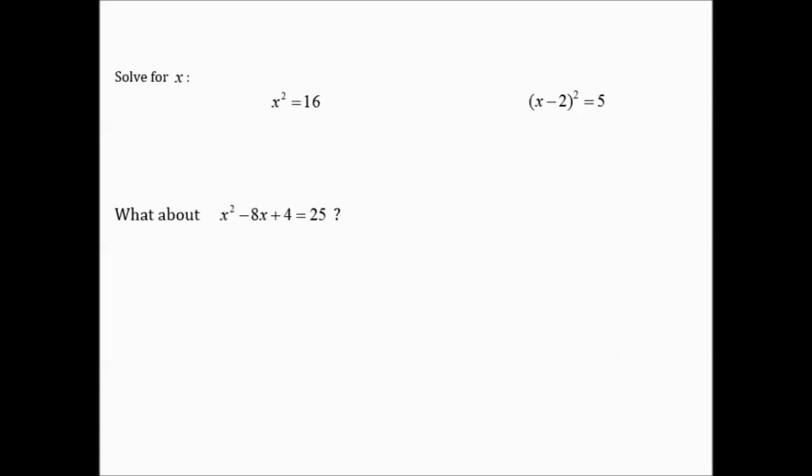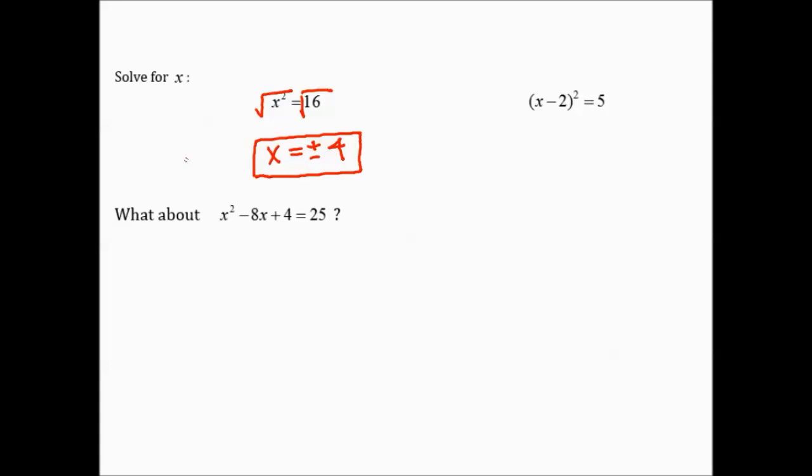To start, let's take a look at a couple of problems that you have already seen, probably in Algebra 1. So our first problem, we want to solve for x, and we have x squared equals 16. So to solve, we need to get rid of this square, and we're going to do that by taking the square root of both sides. The square root of x squared is just x, and the square root of 16 is plus or minus 4. It's very important that you have the plus or minus because both positive and negative 4 are a solution to that equation.